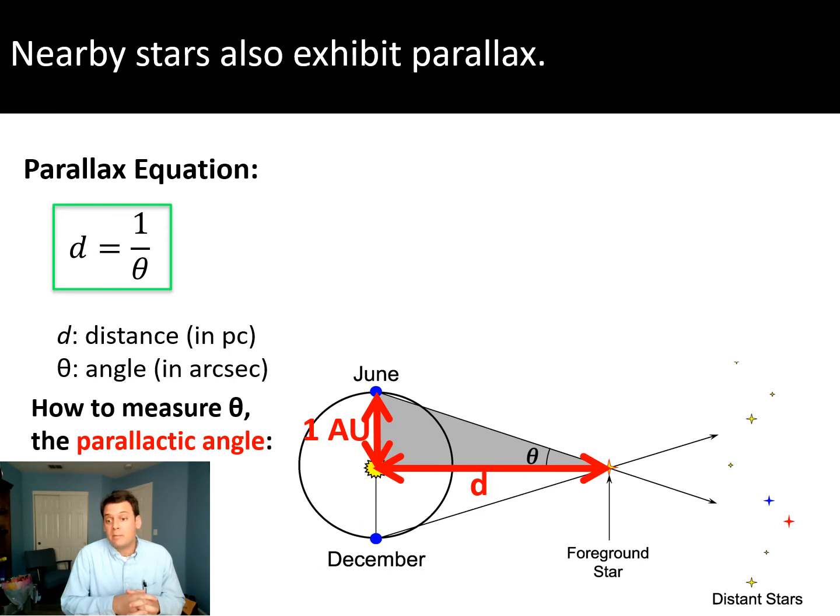There's nothing deep about parsec. It's just a convenient unit that astronomers use. You can use light years, you can use parsecs, but for the parallax equation, it needs to be measured in parsecs, and you need to measure the angle in arc seconds.